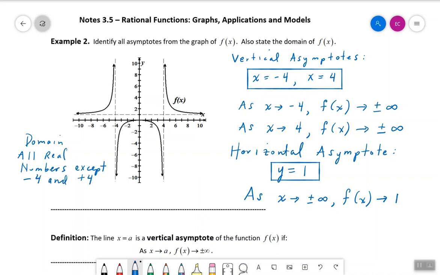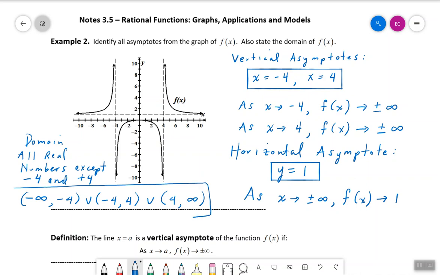And then if we want to write that in interval notation, we need to start from -infinity and go up to -4. And then we need to continue on the other side of -4. We need to go up to 4. And then we need to omit 4 as well. And then continue on to +infinity. So in interval notation, this is our answer.